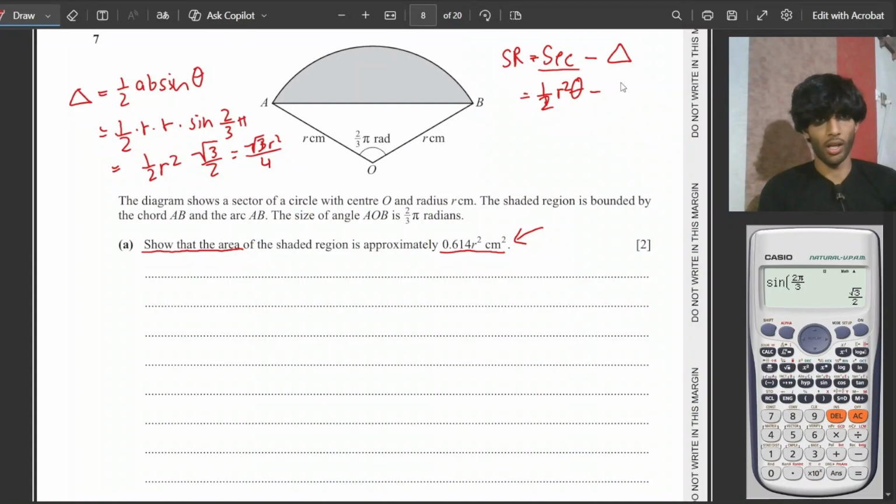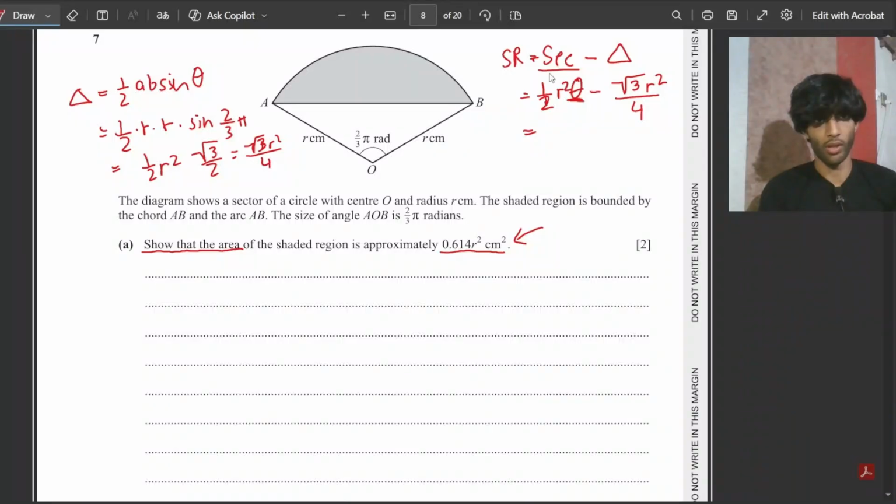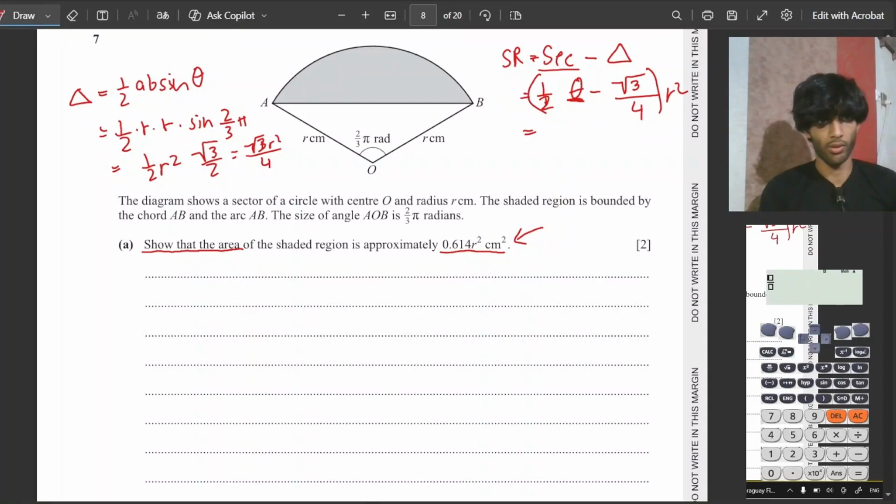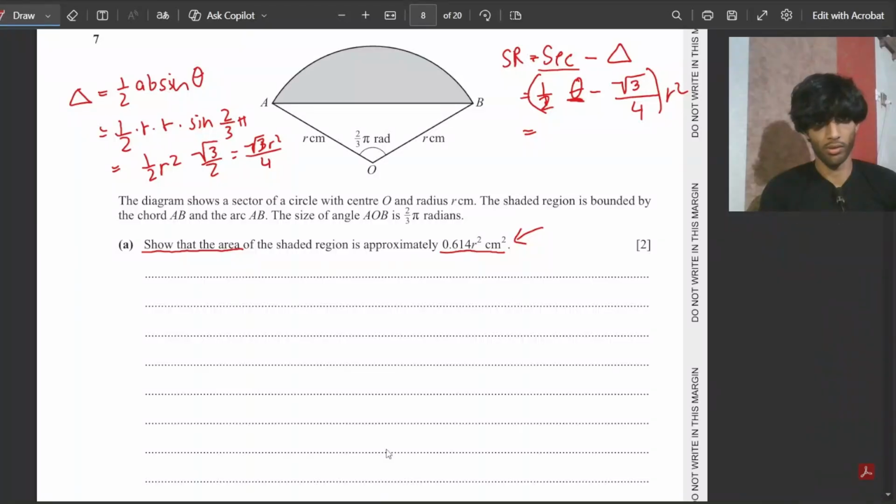Now, root 3 r squared over 4, and I have to subtract these two things. Over here, this angle is again 2/3 pi radians. So let's do it on the calculator. Wait, first of all, this has an r squared, this has an r squared. Let's factor those two r squares out. If I factor both of these out, it's going to be an r squared over here. And now I can solve this on the calculator.